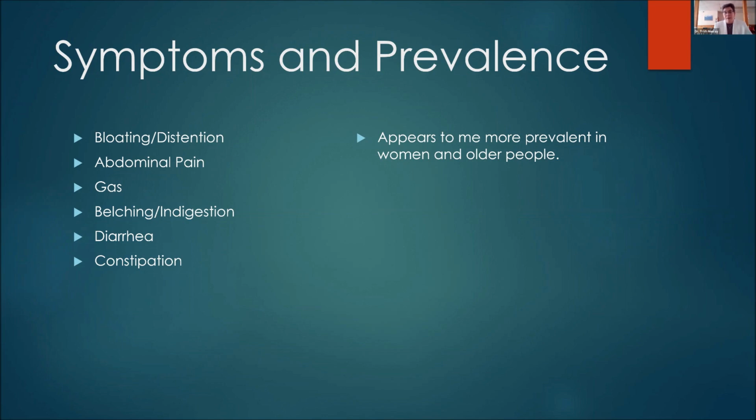You can have that gas going out the bottom end, but you could also have the gas coming out the upper end with belching and indigestion. You can have either diarrhea or constipation with SIBO. Now, you don't necessarily have to have all of these symptoms either. You can have a collection of these symptoms.